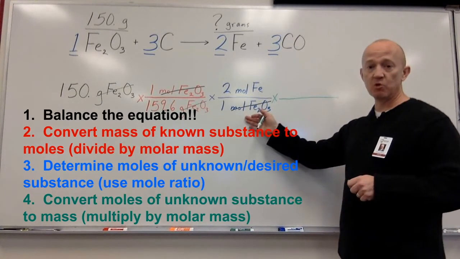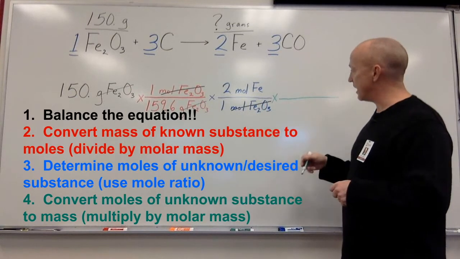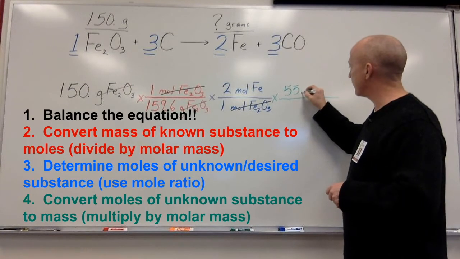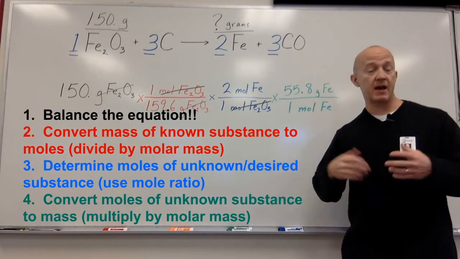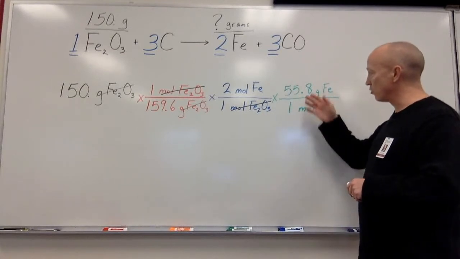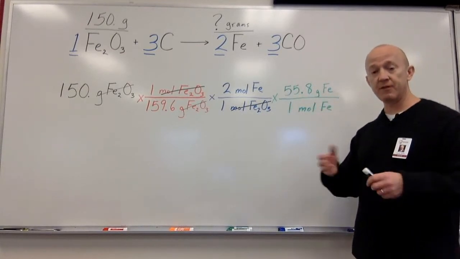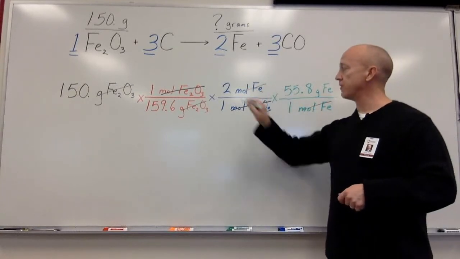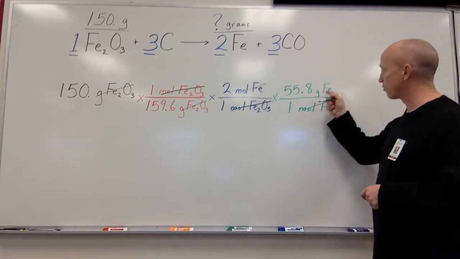Here we have the number of moles of iron. We just need one more step, and that's to multiply by the molar mass of iron. This conversion factor represents that final step for me. Multiplying my moles of known by the molar mass will give me my final mass in grams. Notice that the units for moles of iron cancel, and I'm left with grams of iron.